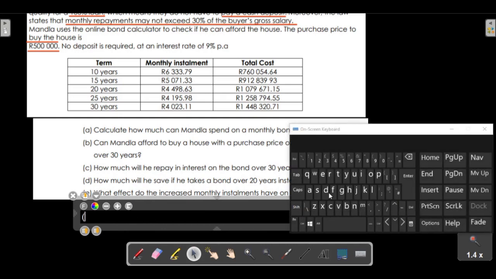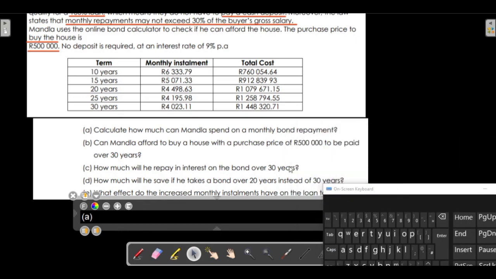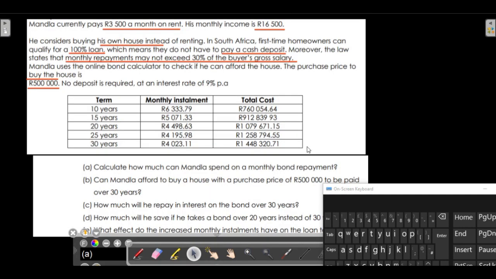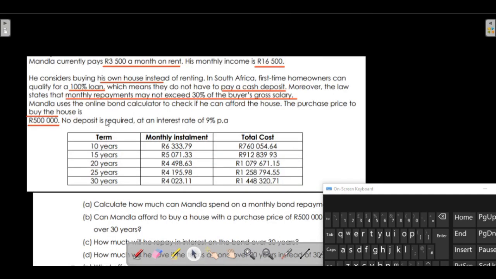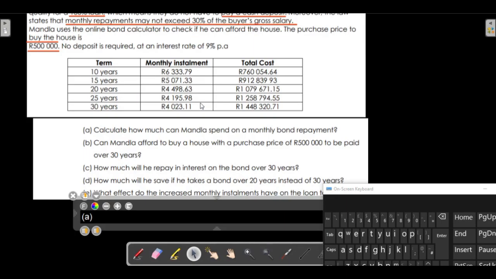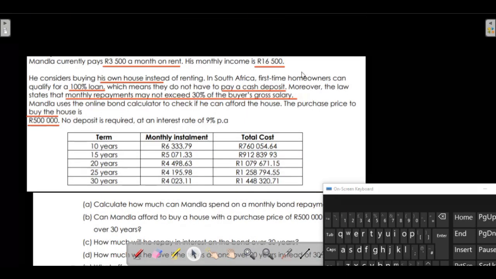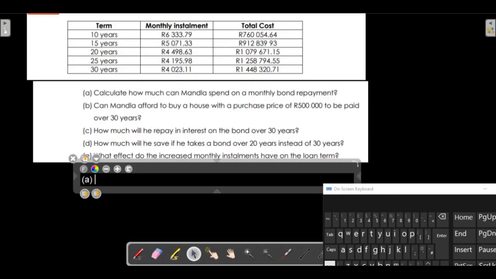A says, calculate how much Mandla can spend on a monthly bond repayment. Well, the law states that monthly repayments may not exceed 30% of the buyer's gross salary. So he can only spend 30% of his gross salary, which is 16,500.